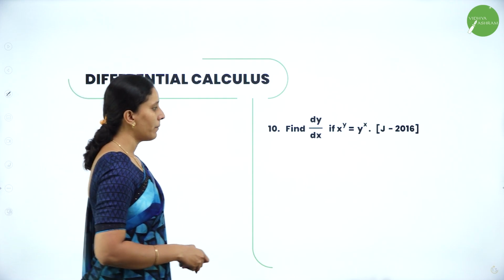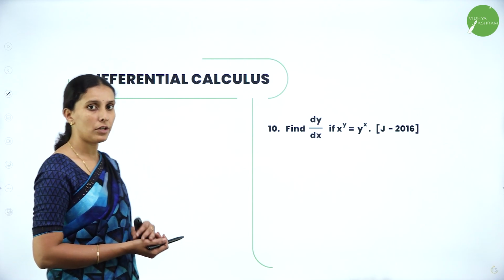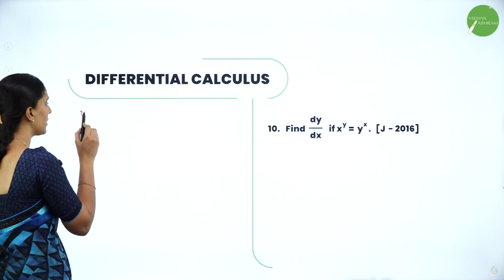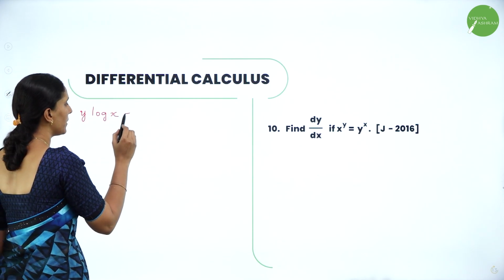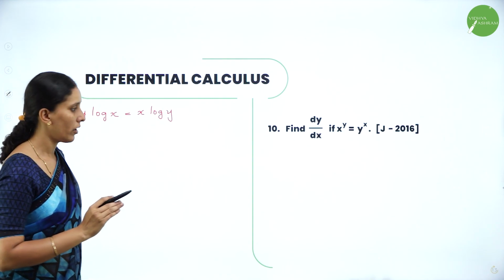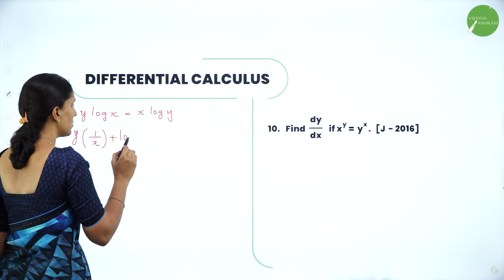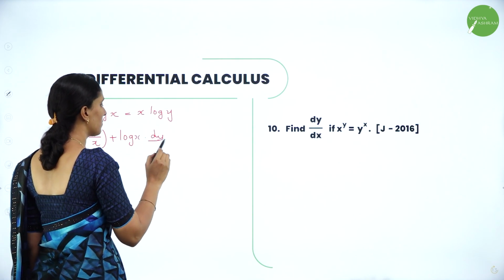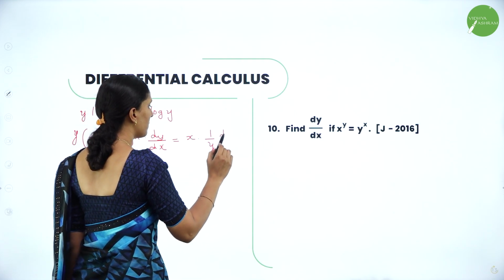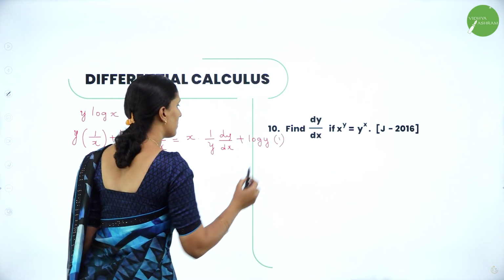Next, find dy by dx if x power y is equal to y power x. Again, we have variables on the exponential. So let us use logarithmic differentiation. Applying log on both sides, we will get y log x is equal to x log y. So both sides we are going to use the product rule. So first function derivative of second plus second function derivative of the first. Next here, first function derivative of the second plus second function derivative of the first.